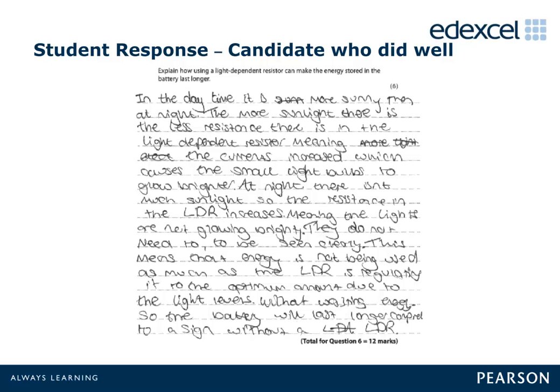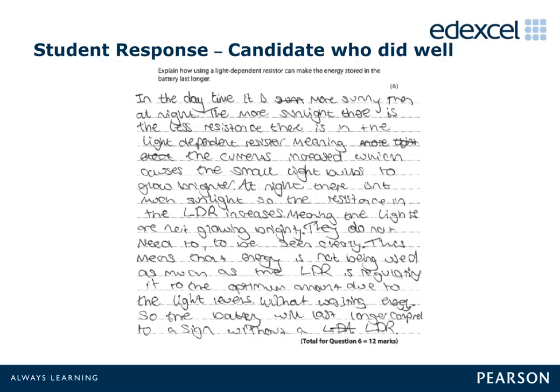The first question we will look at is from the higher tier paper. It is one of the 2 extended writing items on the paper. Candidates had to apply their knowledge and understanding of light-dependent resistors to an unfamiliar situation. This candidate gave a detailed, well-structured explanation, which linked light level to resistance, current, and ideas about energy saving, and so achieved level 3, scoring 6 marks.